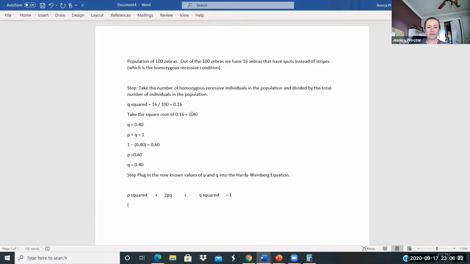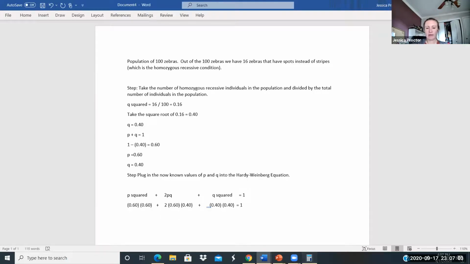Wherever we're seeing a P, we're plugging it in. So our value of P is 0.60, and we're multiplying that by itself: 0.60 times 0.60. And we're carrying it down, 2PQ. So 2 multiplied by 0.60 multiplied by 0.40. And the last part of our equation is the Q squared. So our value of Q, which is 0.40, multiplied by 0.40, is going to equal 1.